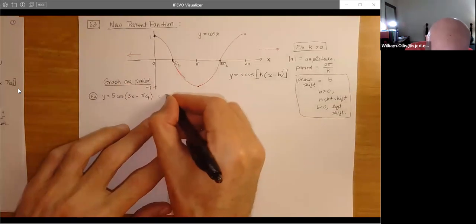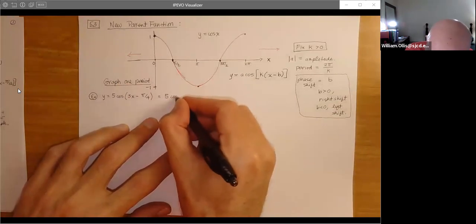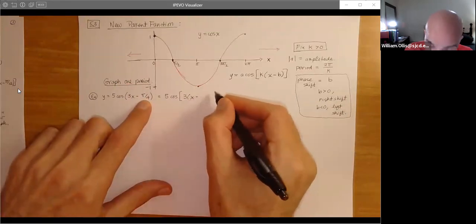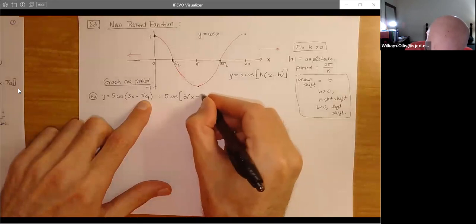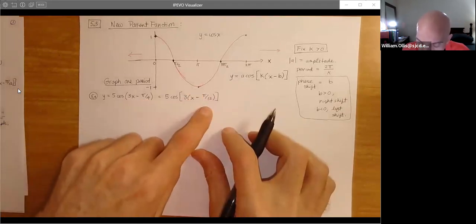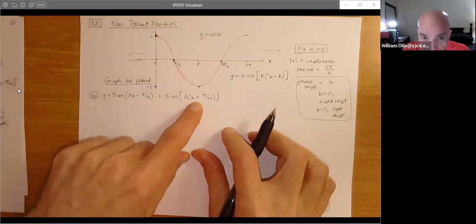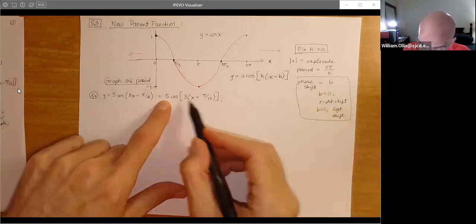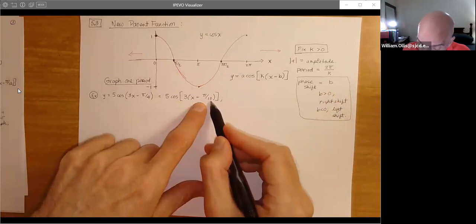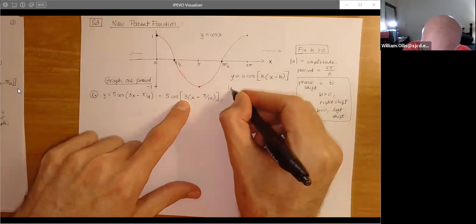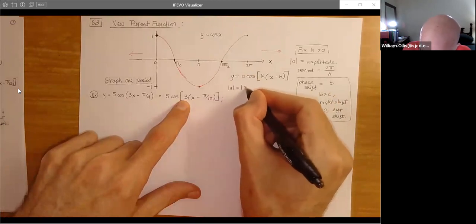So this will be 5 cosine 3, factor the 3, and of course we'll need to divide by 3 here, so this will be minus pi over 12. Again, the 3 times the 4 gives us the 12, and then we pull out the 3's and we've got this. So now we can see that we have an amplitude of 5, we have a phase shift of pi over 12, and we can write it down: amplitude is 5.